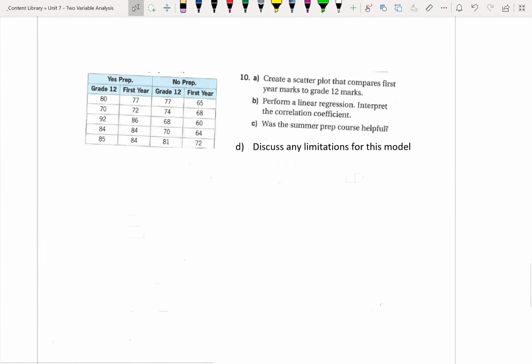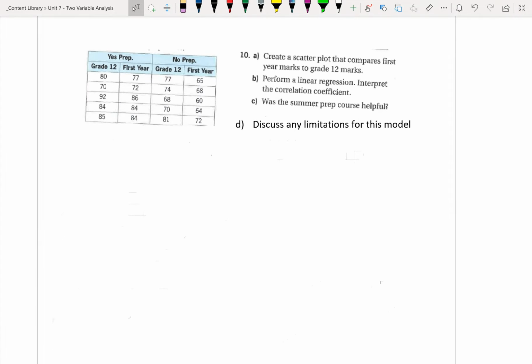So as a review of everything that we've done in this unit, we want to look at the difference between a grade 12 mark and a first year university mark. So we want to compare the two, and here we have our table. We have our independent or grade 12 marks. They are separated by yes, having a summer prep, or no, not having a summer prep. So we have our X's and we have our Y's. The yes summer prep and the no summer prep we will look at after we graph our scatter plot.